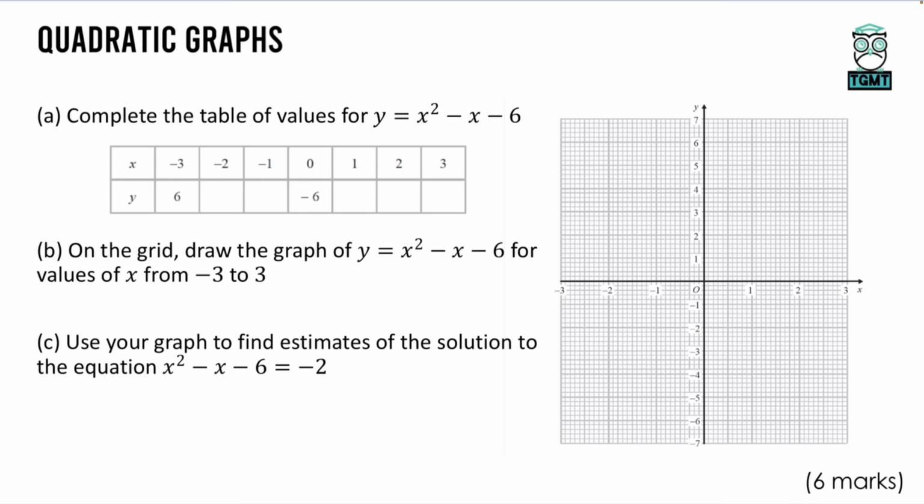So here we have x squared minus x minus 6. I always start with a positive number when I'm not using table mode.